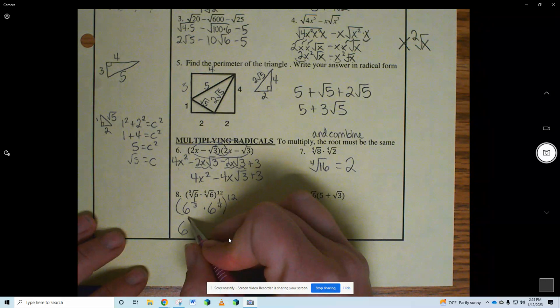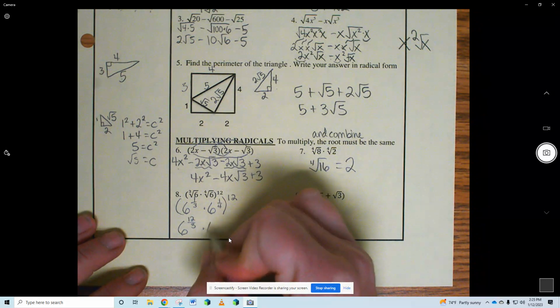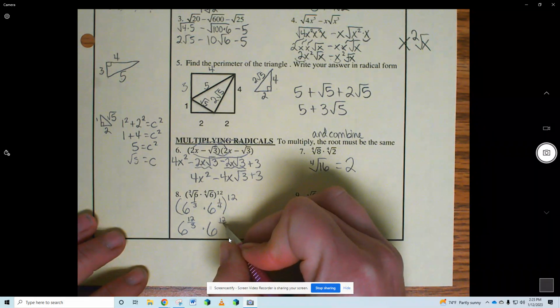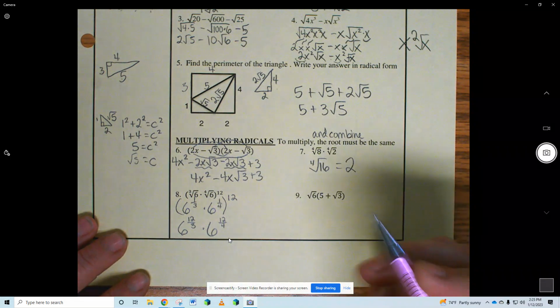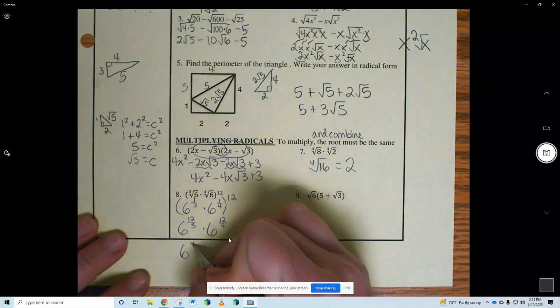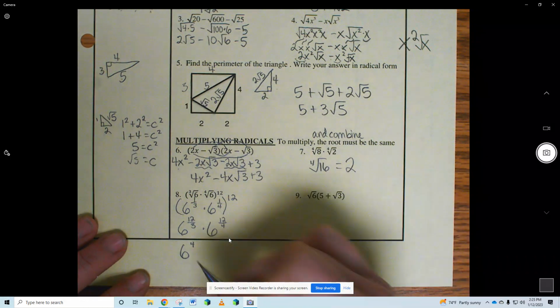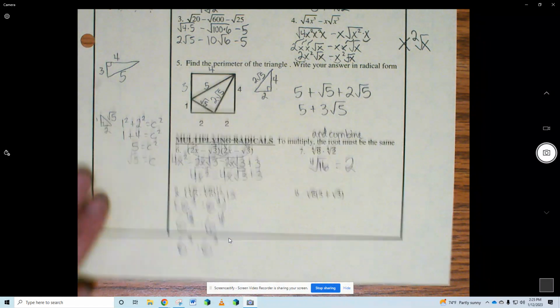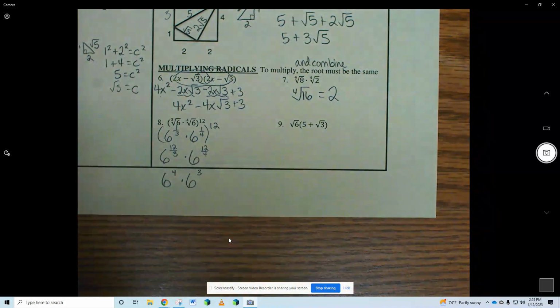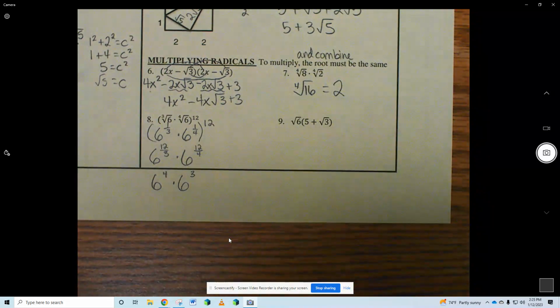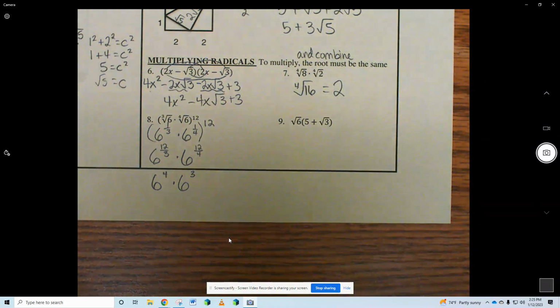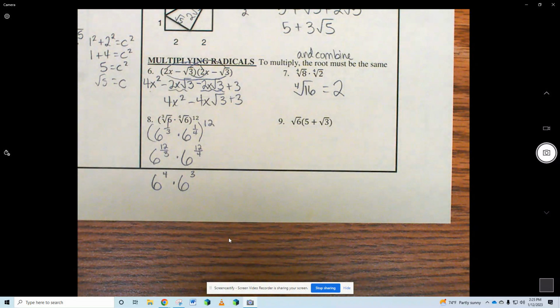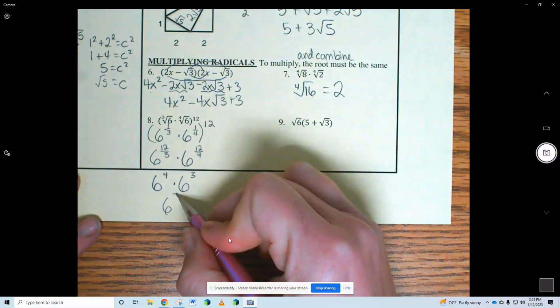All right, I'm going to start doing it on the paper. 6 to the 12 over 3 times 6 to the 12 over 4. So I can reduce 12 over 3 to 4, and I can reduce 12 over 4 to 3. Then what? 6 to the power of what? 7. Good.